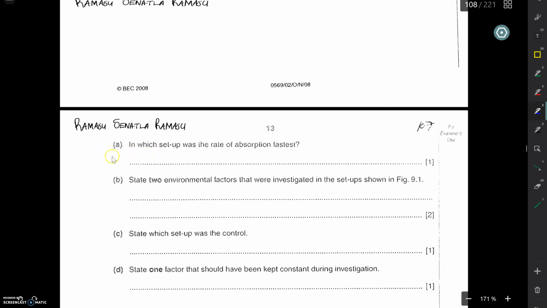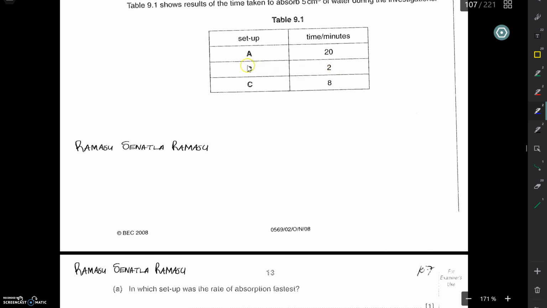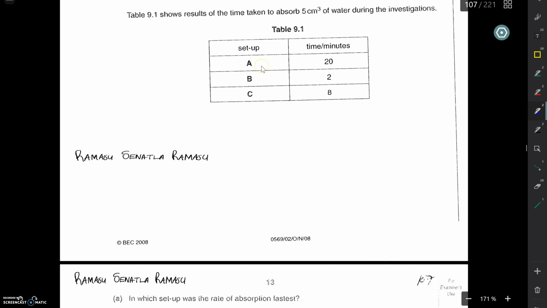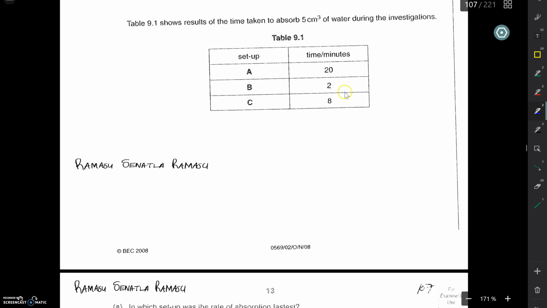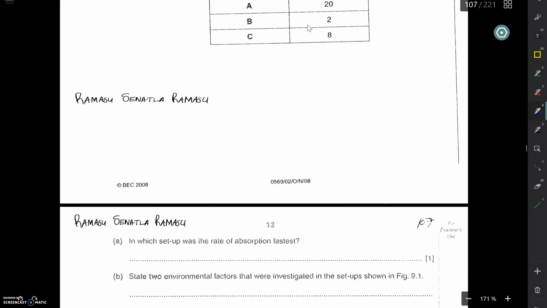The first question says, in which setup is the rate of absorption fastest? Well, it's setup B here, because in setup B the plant took just 2 minutes to absorb 5 cubic centimeters of water. So the answer is setup B, right?